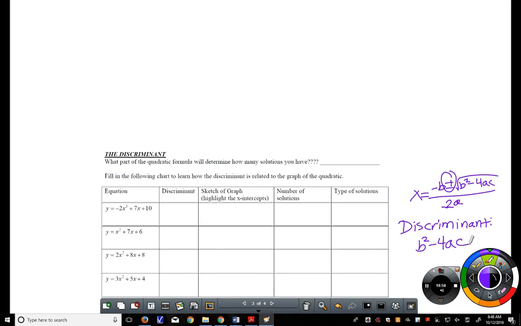So go ahead and quickly calculate the discriminant. It's just a number value by doing b squared minus 4ac. I wrote mine up from last period so I can cheat.